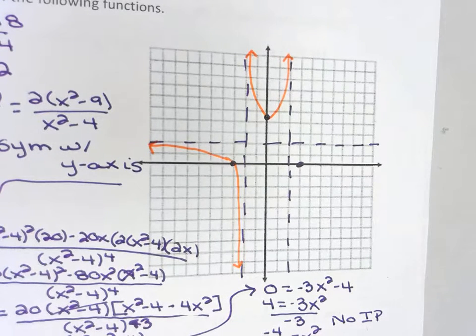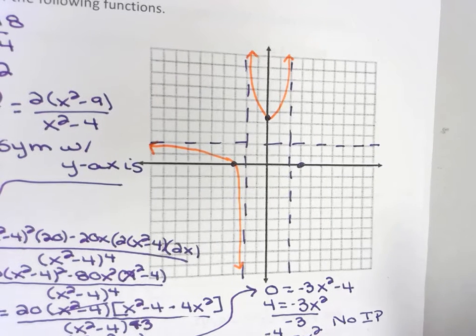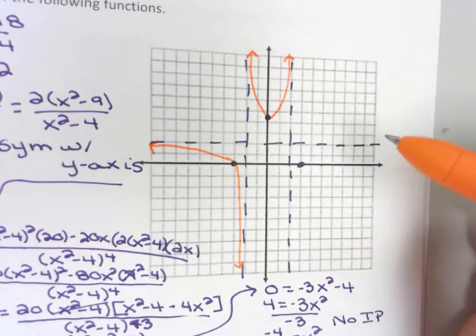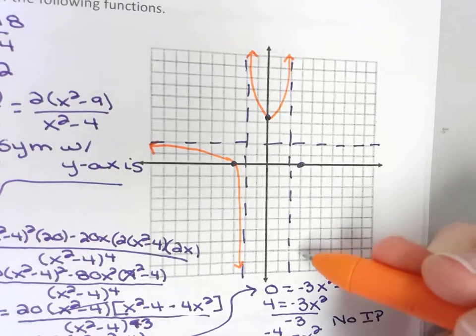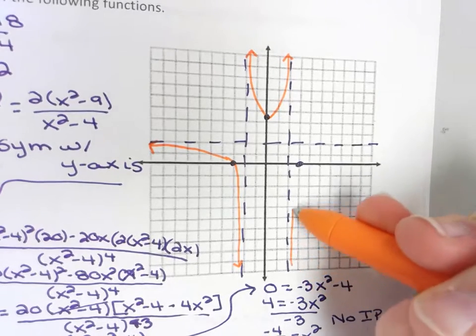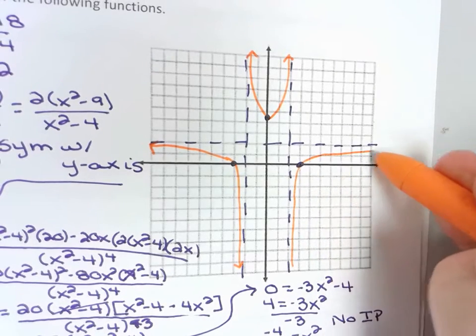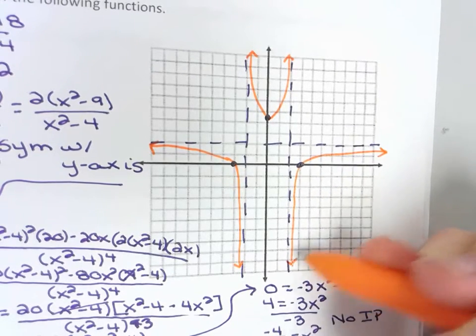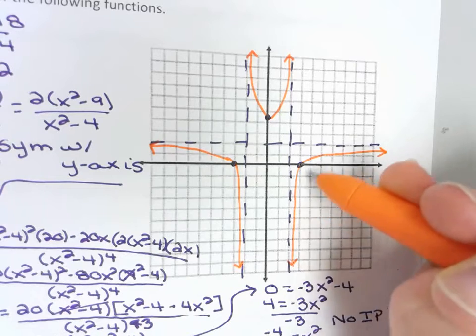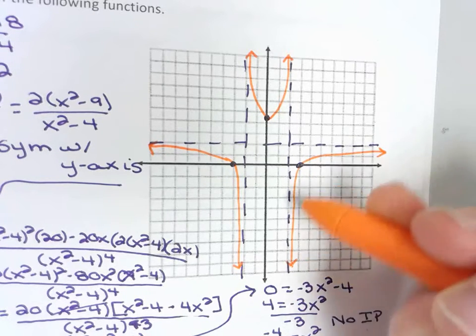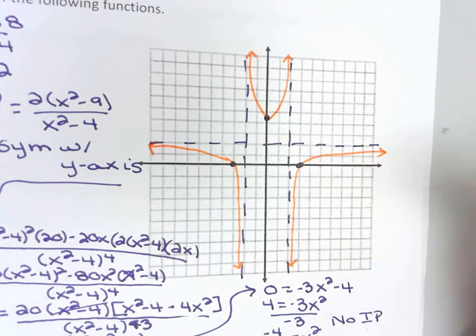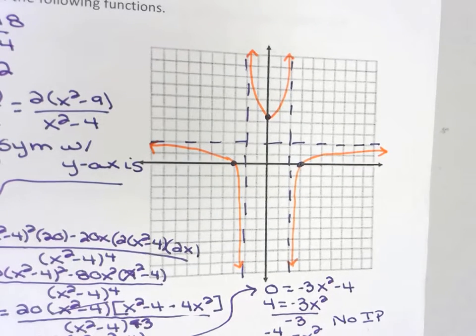And then the last part, from 2 to infinity, I am doing what? Concave down and increasing. So I am increasing, so I'm technically going up. That's kind of hard to see, but I'm still increasing, and I am concave down, because that would be like a frowny face curve. So that is my graph.